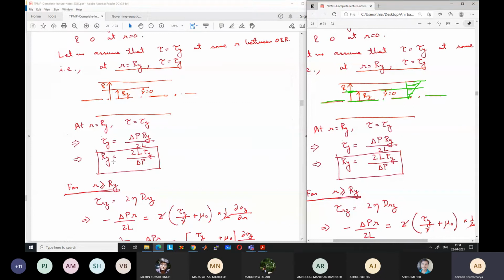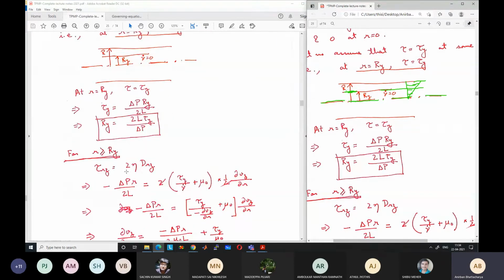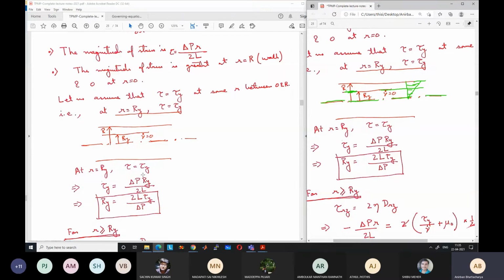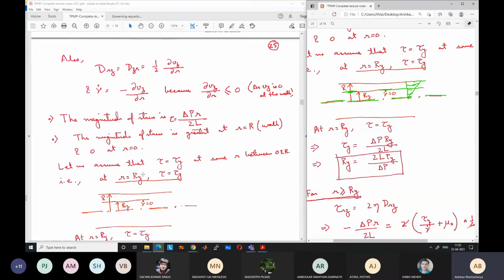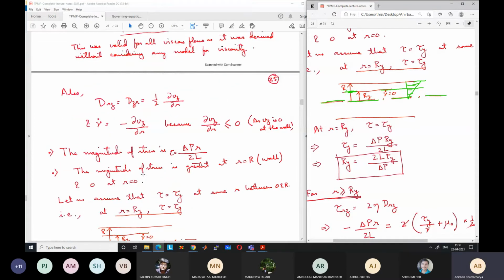So now we will divide our problem into two parts, for r greater than Ry and for r less than Ry. For r greater than or equal to Ry, our constitutive relation is eta is equal to tau y by gamma dot plus mu 0. So this is the viscosity: eta is equal to tau y by gamma dot plus mu 0. So we will be using this relation.